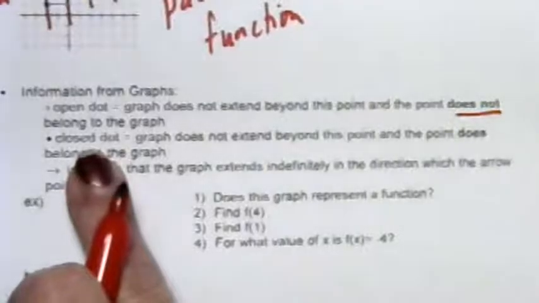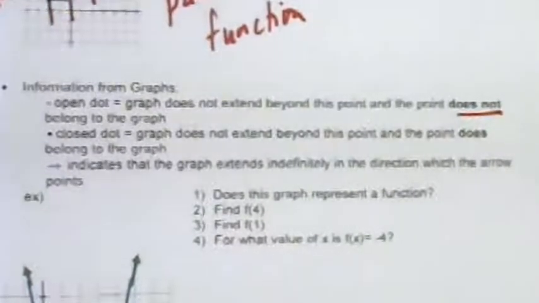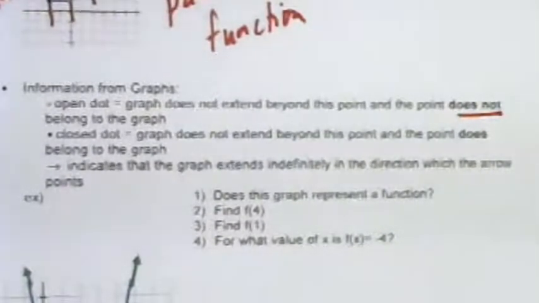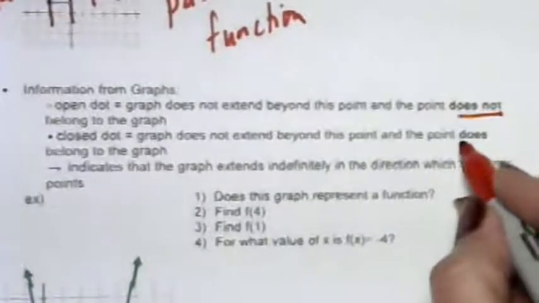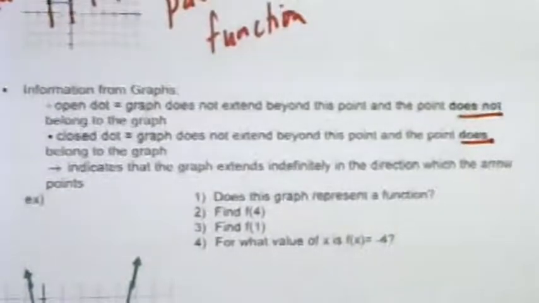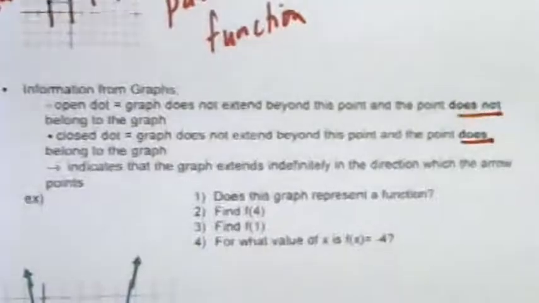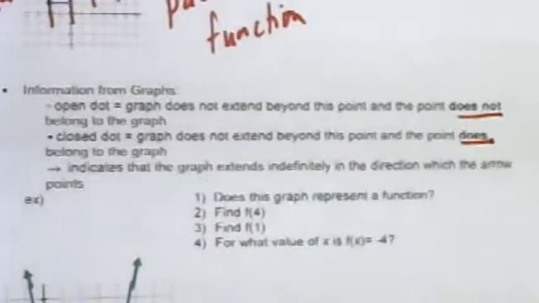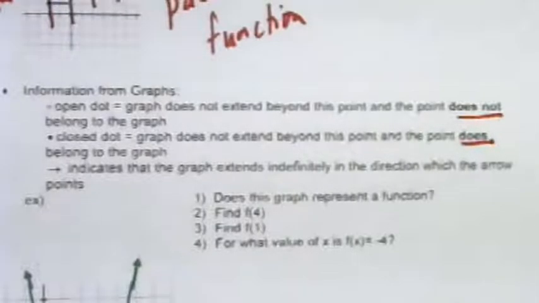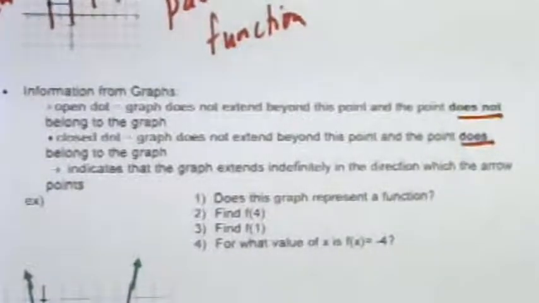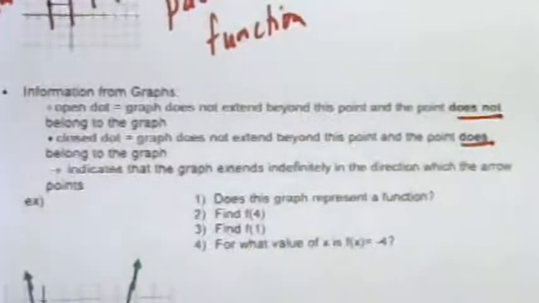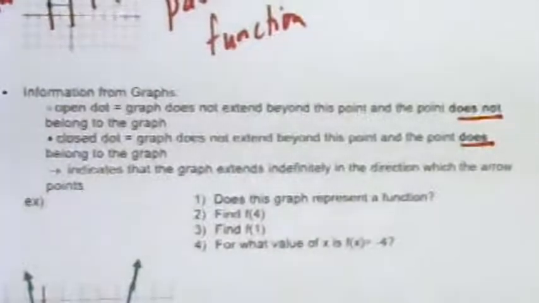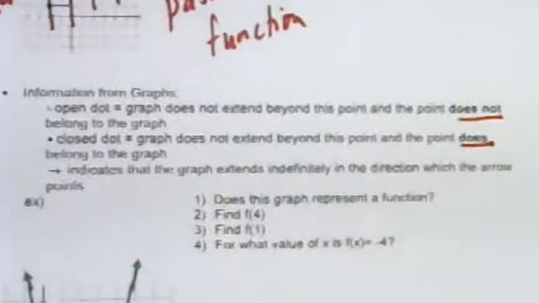A closed dot here says that the graph does not extend beyond this point, and this point does belong to the graph, kind of like open and close brackets when we did our interval notation on solving polynomial inequalities and rational inequalities. The same idea. The open dot would correspond to our parentheses and the closed dot our bracket.